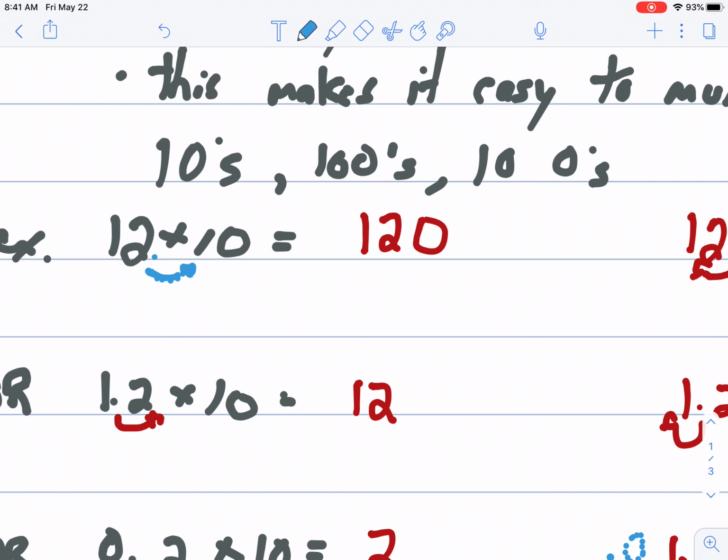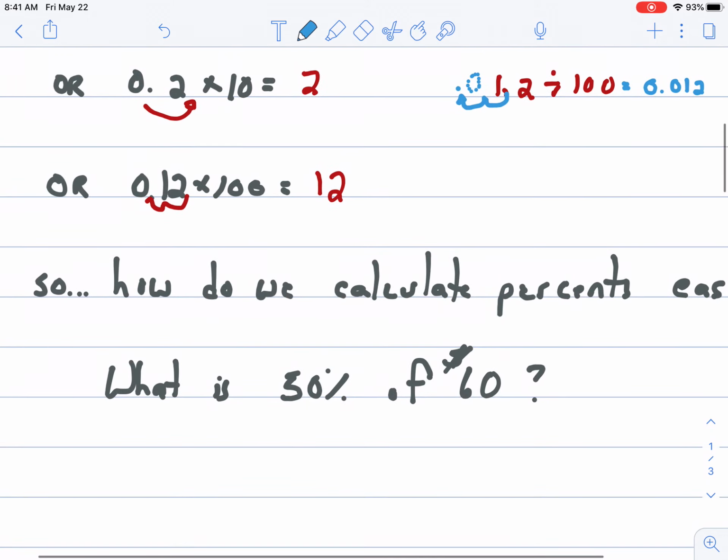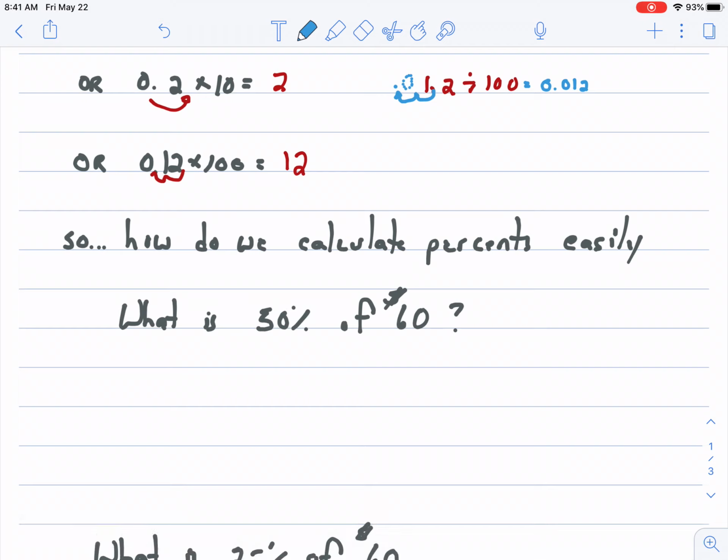So it's the same logic going the other way. The only difference is a 0 would go in front of the number instead of behind it. So I'm hoping that stuff makes sense, because if we know that, we can quickly make some calculations. I want to take a second and talk to you about percents.